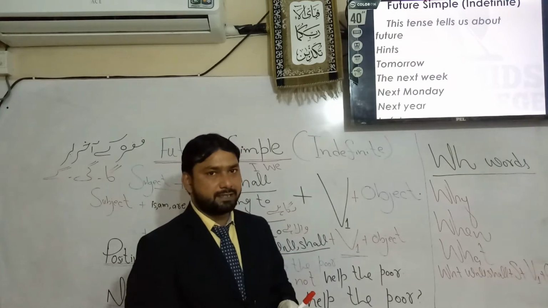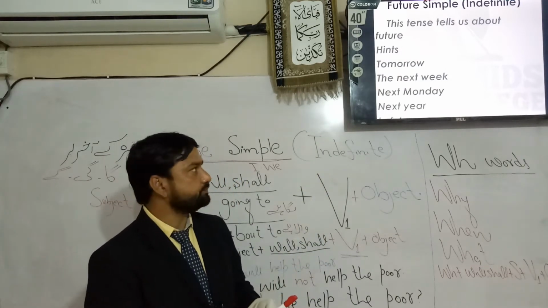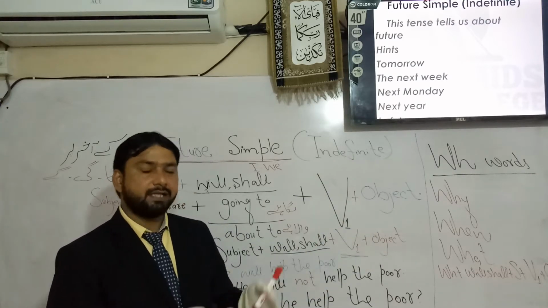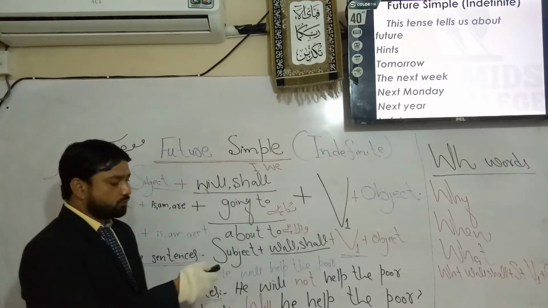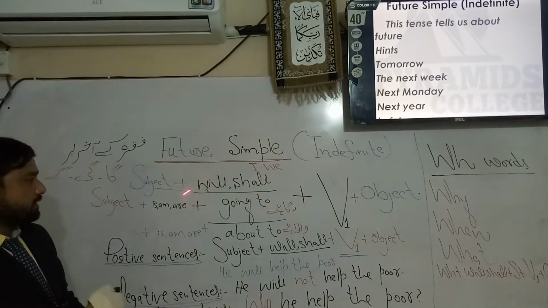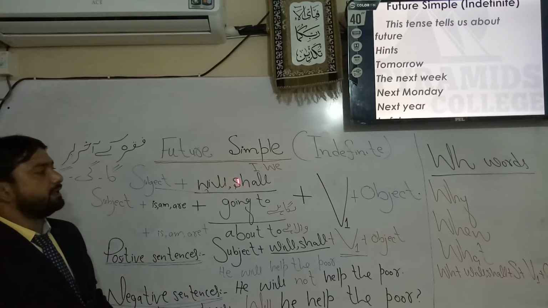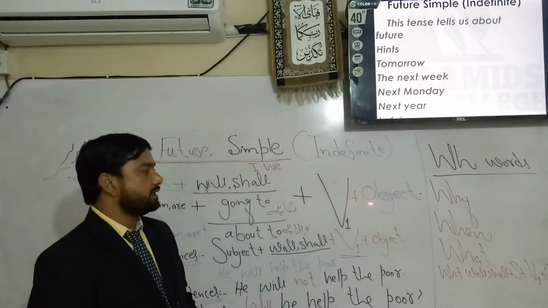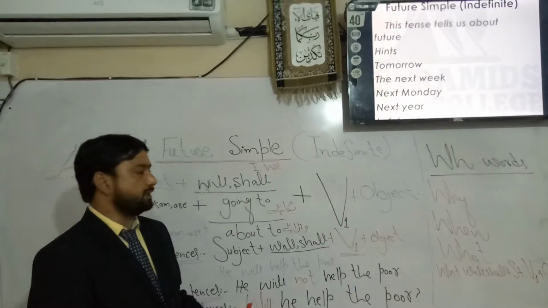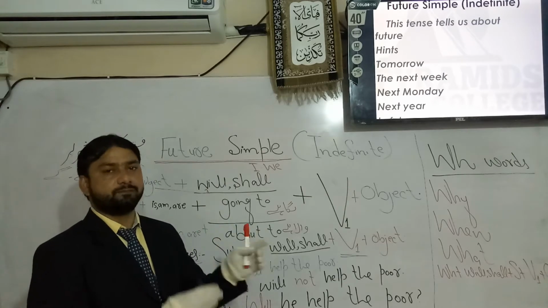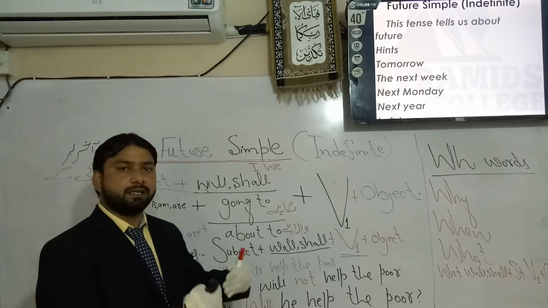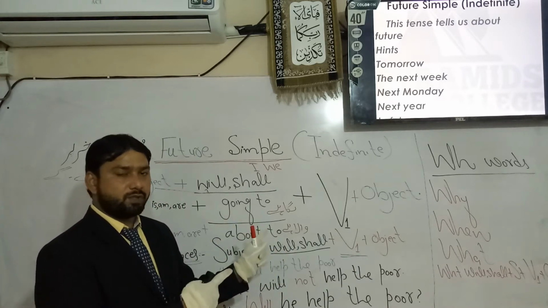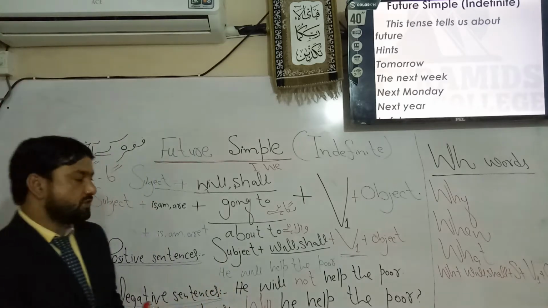If in the sentence the word tomorrow has been written, this will be a hint for future. The next week, the next day, in future. How to make this sentence? You are going to use will or shall, and after will or shall you are going to use V1, the first form of the verb, and then the object. It's very easy. No second form, only V1. Go, come, speak, learn, teach, pass, fail. Right? You are going to use V1 after will or shall.